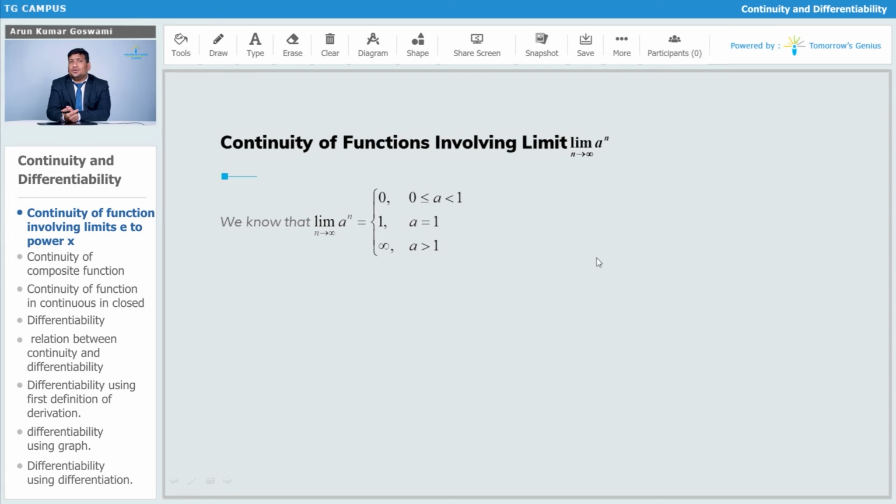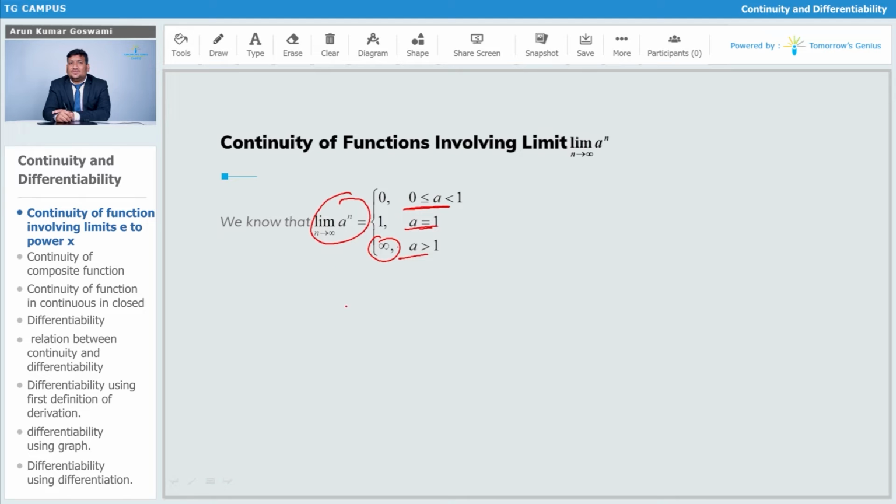Let's see, guys, one more continuity problem for a different function. Continuity of a function involving the limit as n tends to infinity of a to the power n. So you have to see this part whenever it comes this way. We have to take care about where a belongs and what the value will be for this. A is greater than 0, infinity.